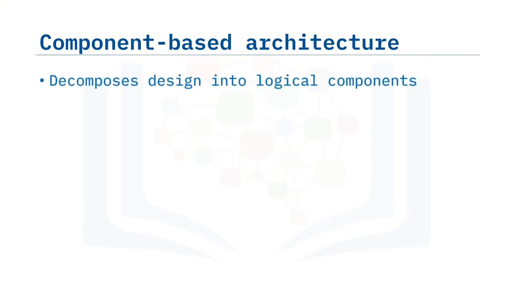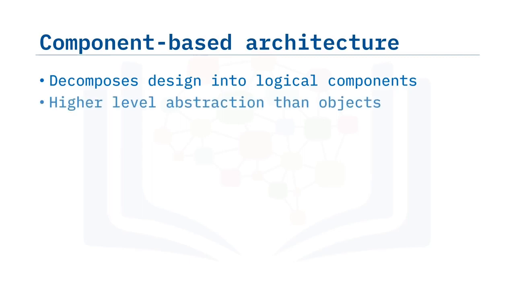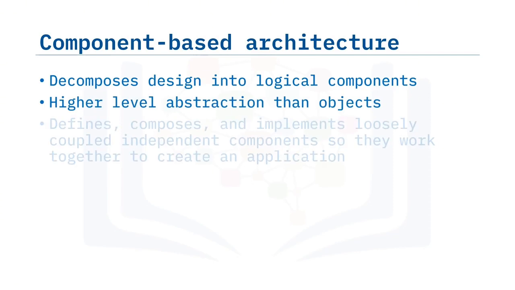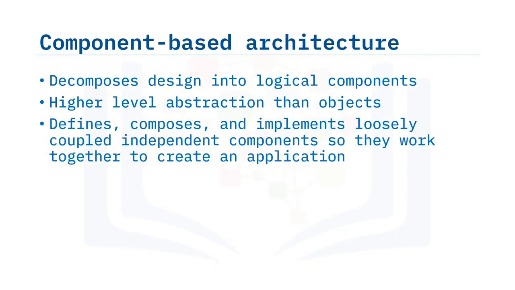Component-based architecture, then, focuses on the decomposition of the design into these logical components. Component-based architecture provides a higher level of abstraction than object-oriented designs. A component-based architecture should define, compose, and implement loosely coupled independent components so they work together to create an application.